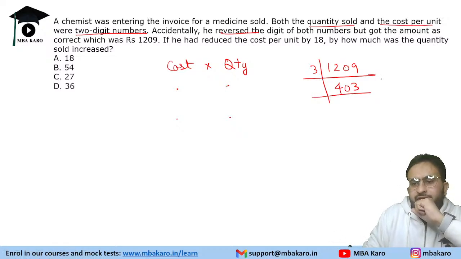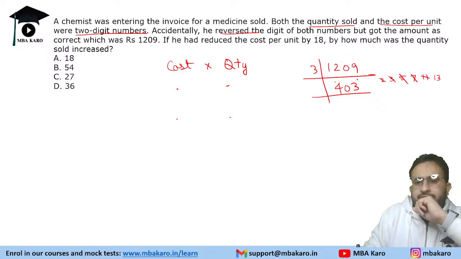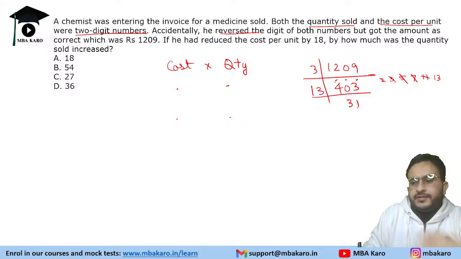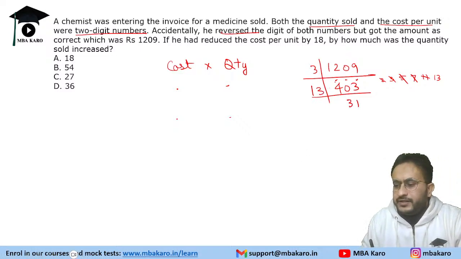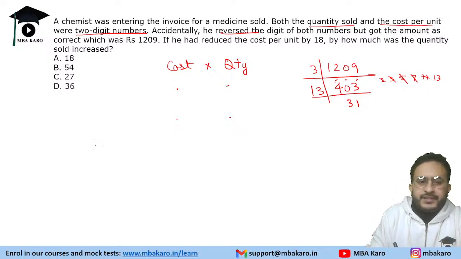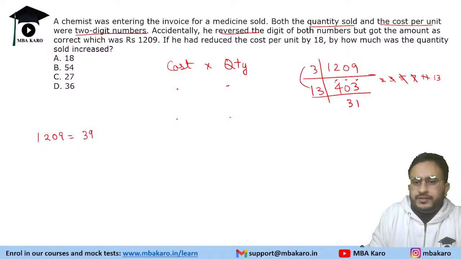403 we cannot divide by 2, we cannot divide by 3, we cannot divide by 5. 7 से देखो, 7 5 is 35, not divisible by 7 also. 11, not divisible. Try by 13. 13 threes are 39, 1. So 13 gives 31. Okay, so we can break it like this: 1209 can be written as 39 into 31.